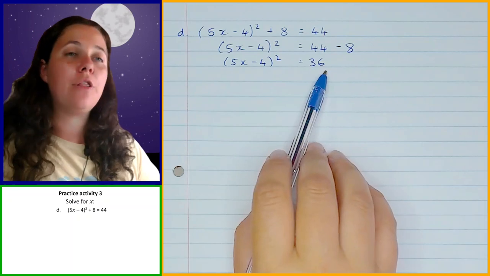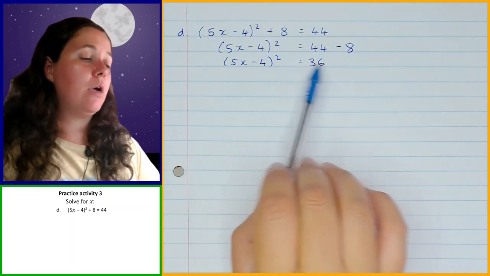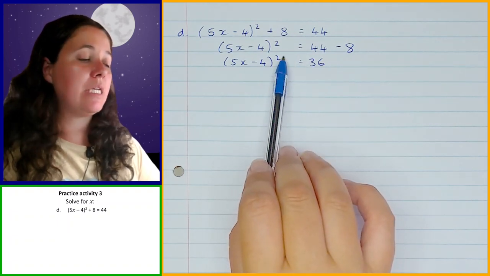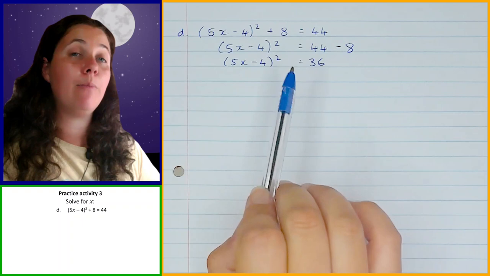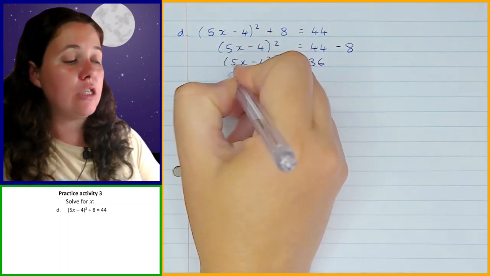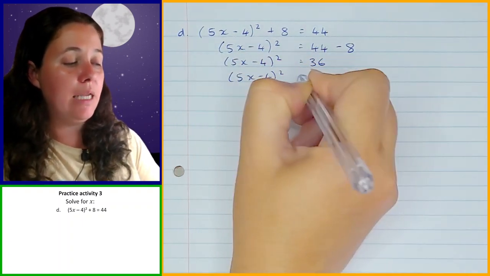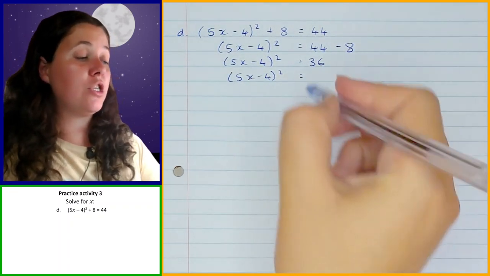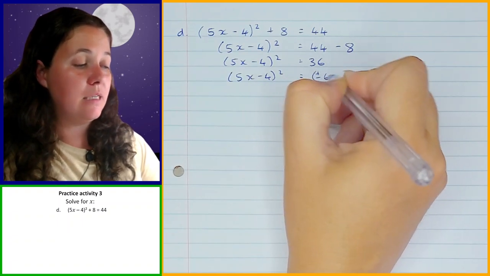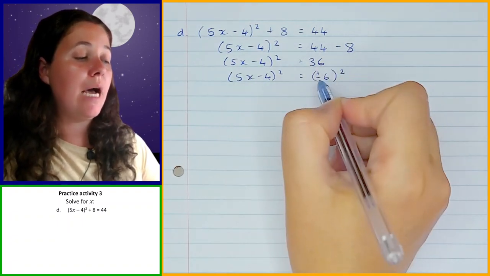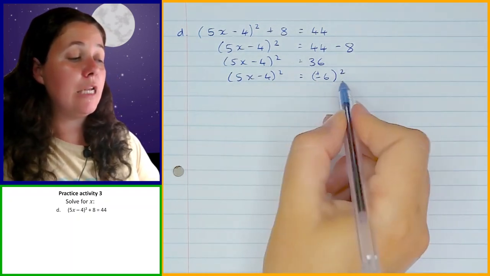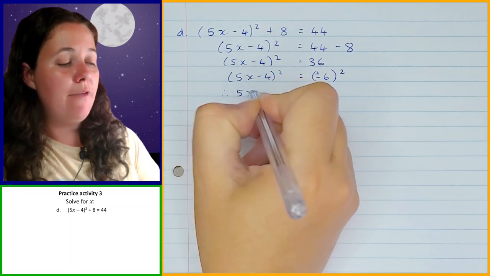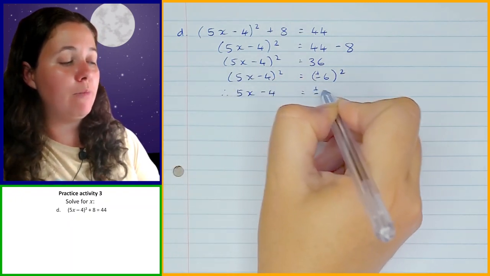Okay. Now that I've got that, I can try and make this side a power with the same exponent as that side. Now the exponent over here is 2, it is even, so I am going to have to worry about a plus or minus. So I've got (5x minus 4) squared equals 36, which is the same as 6 squared, but it is also the same as negative 6 squared. Remember, because it's an even exponent, I have to put in the plus or minus. Now that I've got the same exponents, I can drop them and make the bases equal. So I can say, therefore, 5x minus 4 is equal to plus or minus 6.